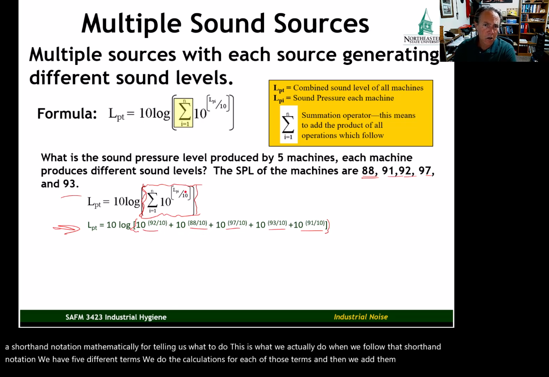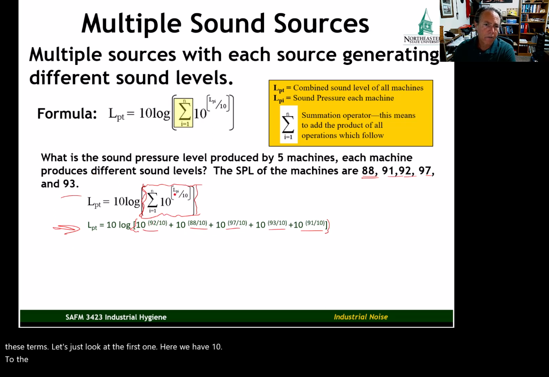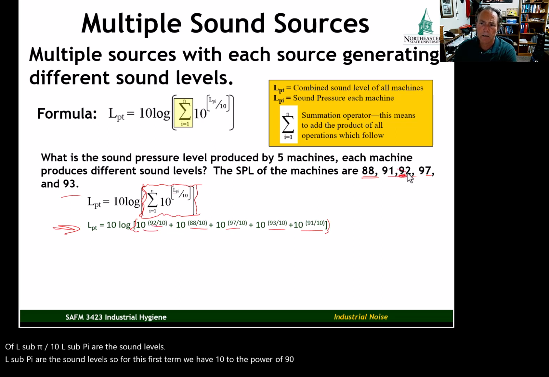For each of these terms, let's just look at the first one here. We have 10 to the power of L sub pi divided by 10. L sub pi are these sound levels. So for this first term, we have 10 to the power of 92 divided by 10. That takes care of that machine.